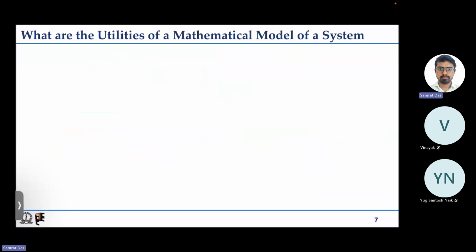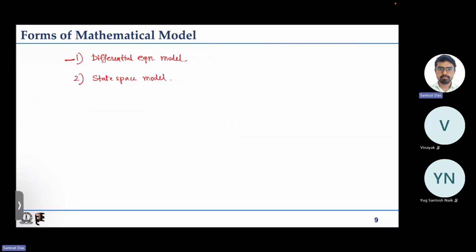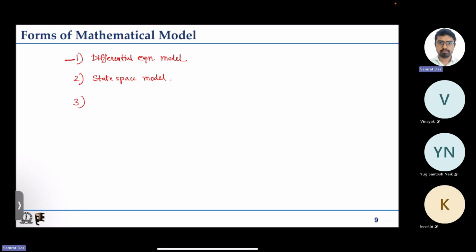Similarly, for any other system, you can have a different number of states. So there is a specific way of representation of the system using the states of the mathematical model. That is called a state space model. We will review that briefly.